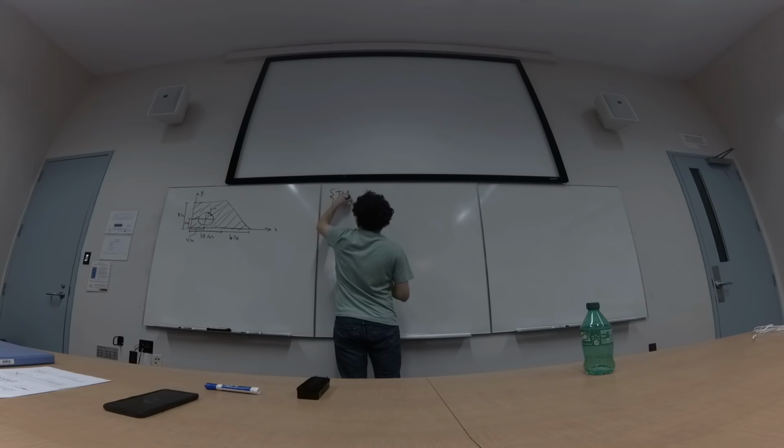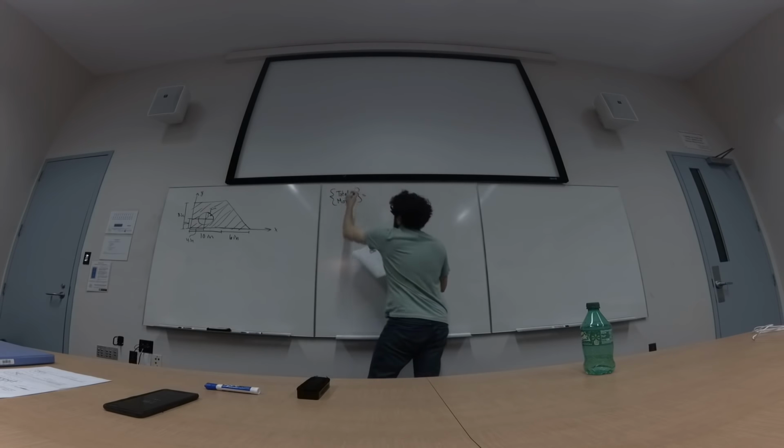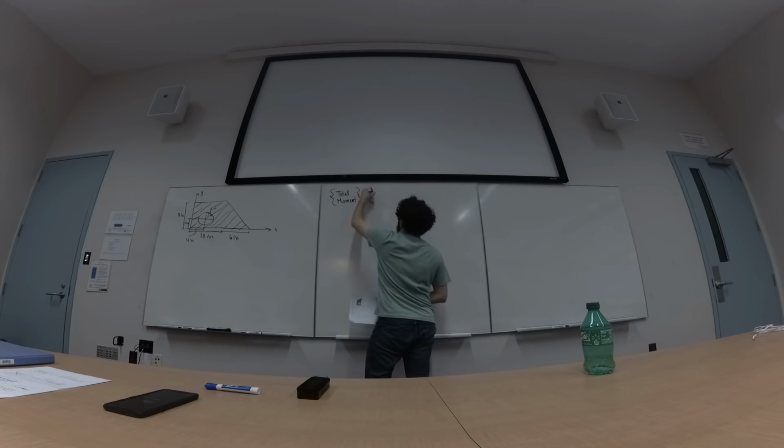So the equation that they always like to write: total moment is going to equal the moments of the individual areas.